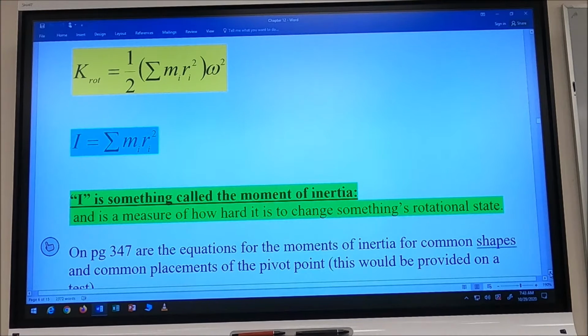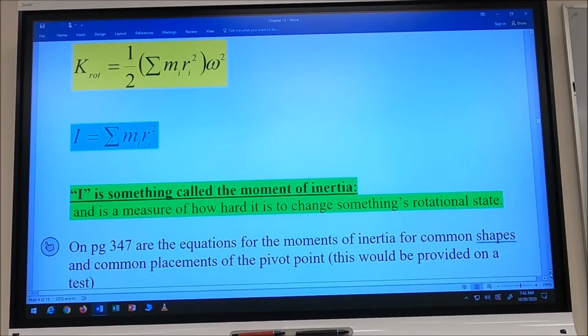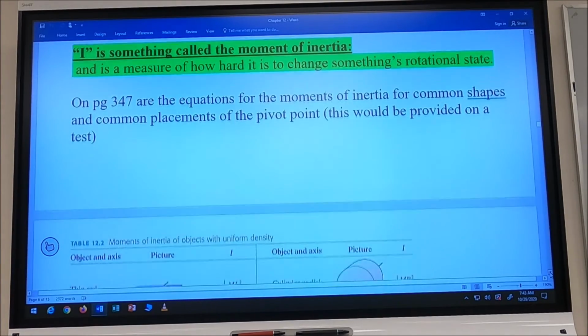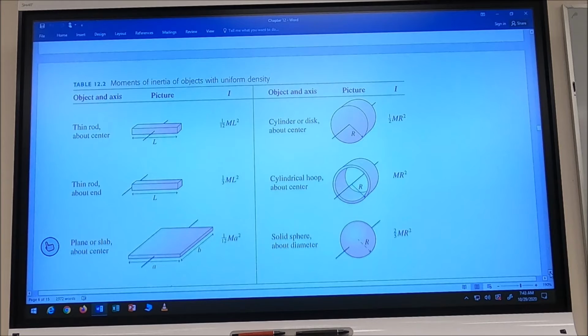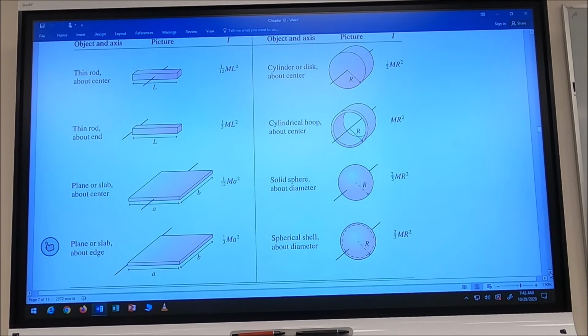Now, on page 347 in your textbook, there are equations for the moment of inertia for common shapes and common placements of pivot points. I don't expect you to memorize this, but I do expect you to be able to use it. So if I give you an object, it's going to relate to one of these, and you should be able to calculate its moment of inertia.